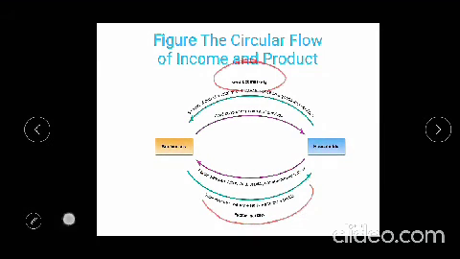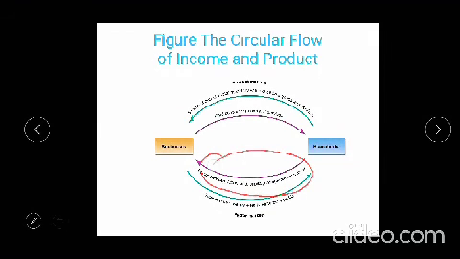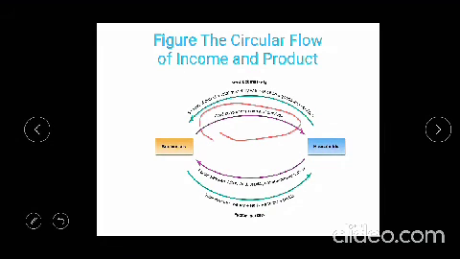On the other hand, we have the circular flow of the product market in the upper part of the diagram. What happens in the product market? The final goods and services which are produced by using these factors of production flow from the business sector towards the household sector.